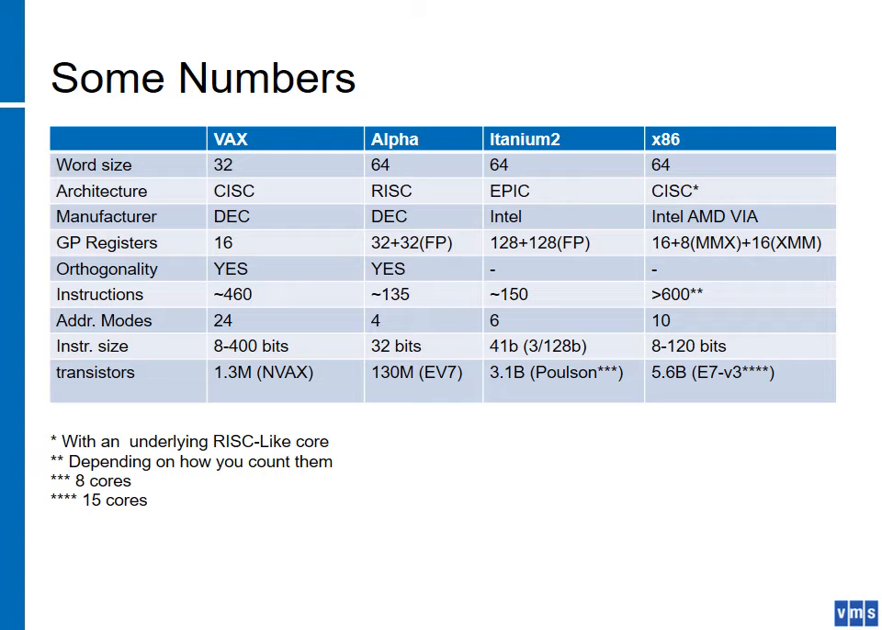Finally, even though that's not really part of computer architecture, it's interesting to note how the number of transistors on a chip has grown. The VAX processor with the largest number of transistors was the NVAX, which had 1.3 million transistors. Alpha, in its EV7 incarnation, has 130 million transistors. The Poulson chip has 3.1 billion transistors, and finally the E7 v3 chip on x86 has 5.6 billion transistors, although these make up more cores, of course.